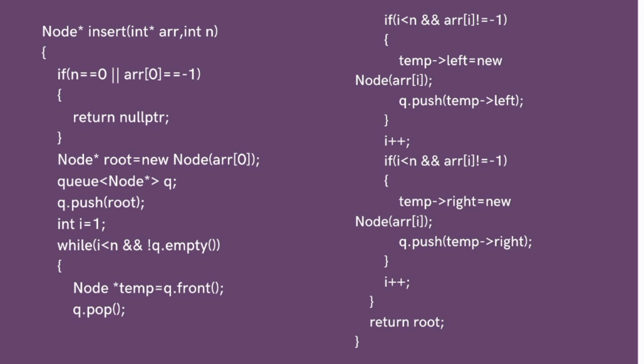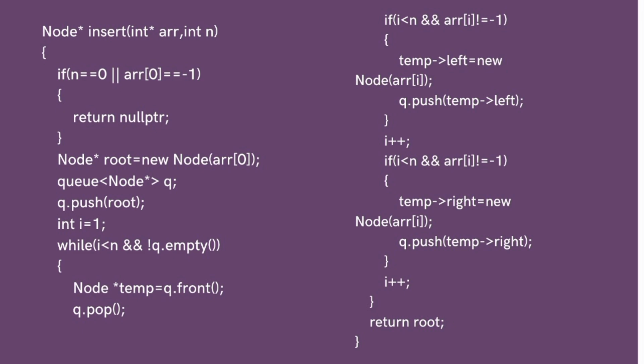To correctly place each subsequent node, we use a queue data structure. The root node is pushed into the queue and from there, we iterate through the array, adding left and right children to each node until the entire tree is constructed. Let's dive deeper into the role of queue in this process.